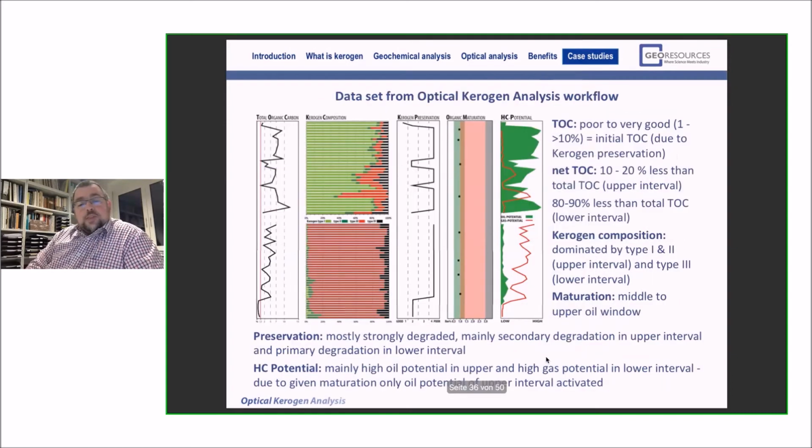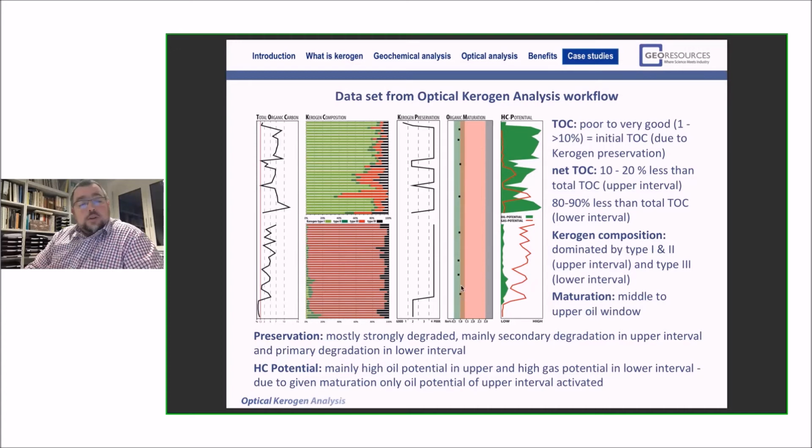So putting these things together, the lower interval and the upper interval, just by the color code, you see we have a totally different system. So we see here the TOC, which is good, also very good in the upper part. So we have a high quantity of organic matter. We see very poor preservation, so a lot of degradation in both intervals.